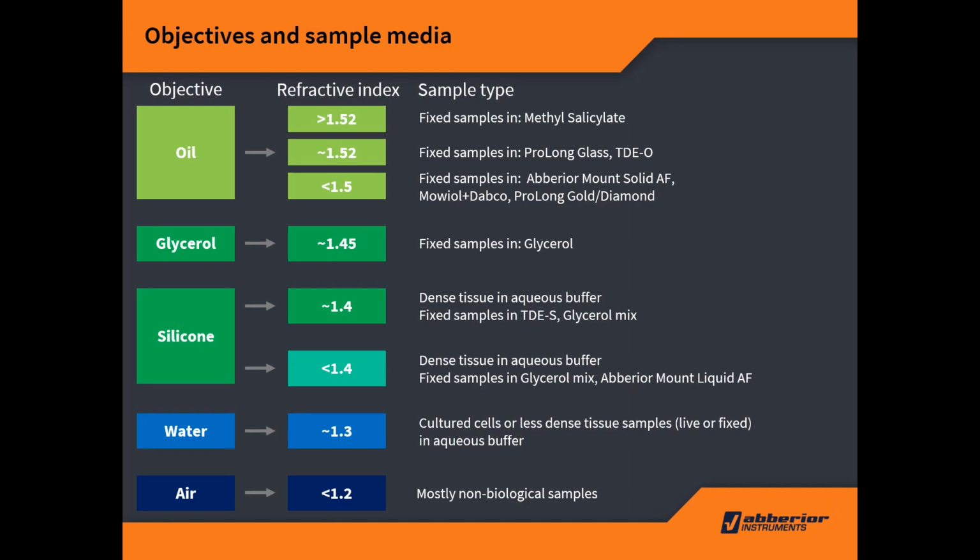There we go. Now, we were looking at kidney tissue, and it was embedded in abberior mount liquid. If we compare this with this chart here, we can see abberior mount liquid has a refractive index below 1.4, while the water objective optimally works at a refractive index of 1.3. So there's a slight mismatch between the refractive indices, and that explains in part the aberrations we were seeing, which was reducing the image quality at the deeper sample levels.